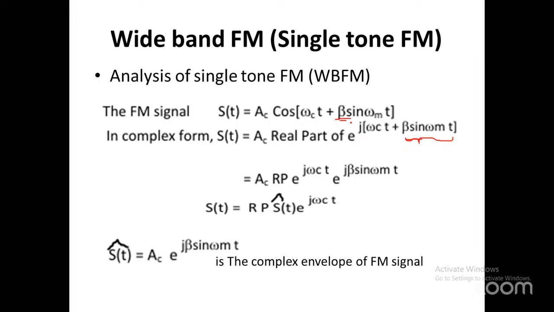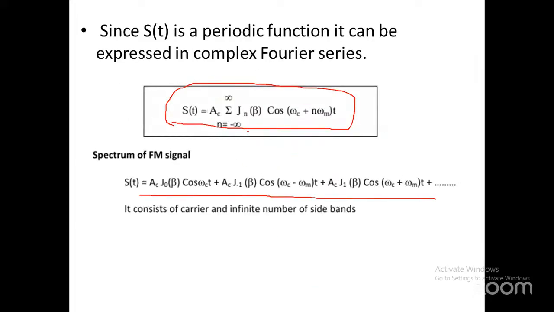Hence, we have to use another mathematical tool called Bessel functions. Using Bessel function expansion, we need to expand this equation. After expanding, the final equation of the FM wave could be seen like this: s of t is equal to Ac, sigma n equals minus infinity to plus infinity, Jn of beta, which is called the Bessel function, Jn of beta cos of omega c plus n omega m, into t.